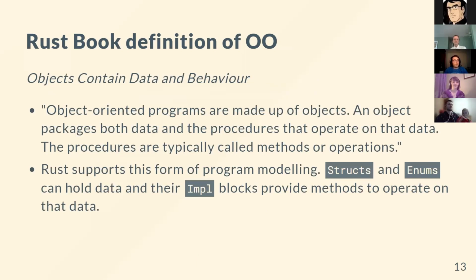So the first characteristic: objects contain data and behavior. I've just decided to take the quote straight from the book because I think it sums it up perfectly. Object-oriented programs are made up of objects. An object packages both data and procedures to operate on that data. And procedures are typically called methods or operations. I don't think there's anything wildly controversial there. Rust clearly supports this form of modeling. Structs and enums can hold data, and implementation blocks provide methods that operate on that data.